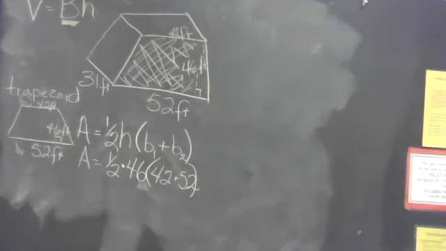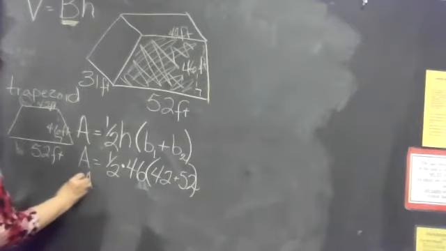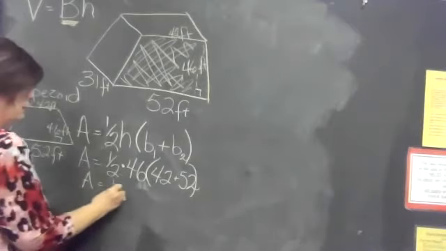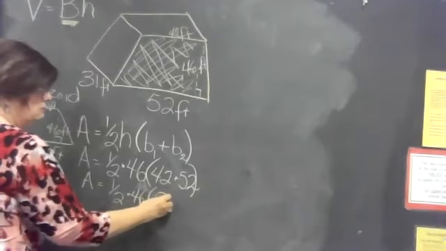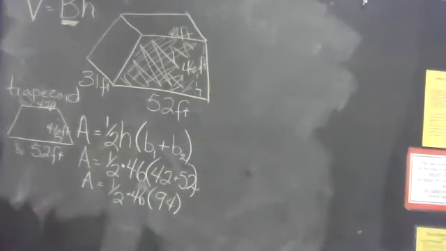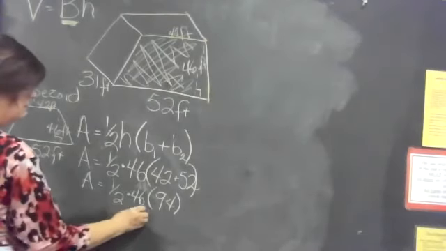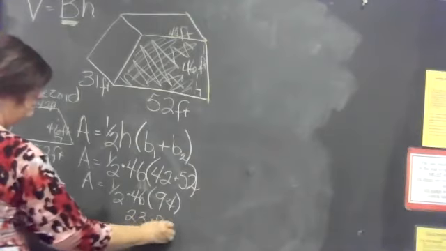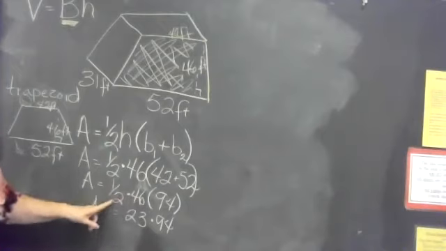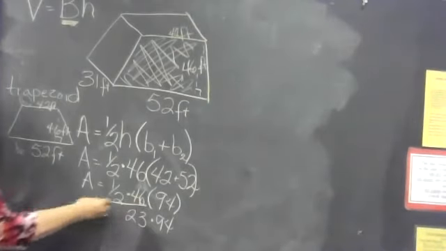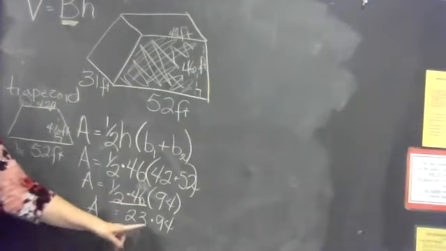Vanessa, we're on page 12 of that packet from yesterday, number 2. And then we're just going to work this out. So I have area equals 1/2 times 46 times 94. And when you do that in your calculator, you're going to have 23 times 94. Because I took 1/2 of 46, that's how I got 23.